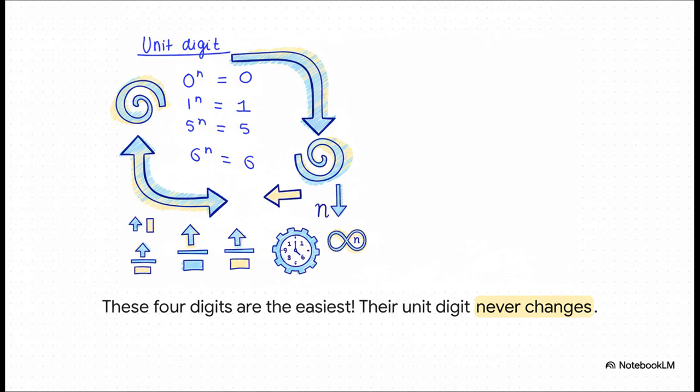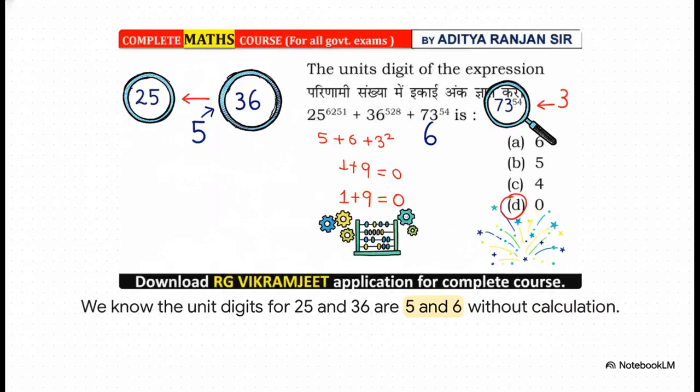Seriously, 5 to the power of 702 is going to end in a 5. 6 to the power of 528? Yep, it's going to end in a 6. They never change. And check this out. This shows you just how powerful that one little rule is. In a big problem like this, we can immediately solve chunks of it. The unit digit of 25 to any power? It's 5. The unit digit of 36 to any power? It's 6. And just like that, 2/3 of the problem is already done.